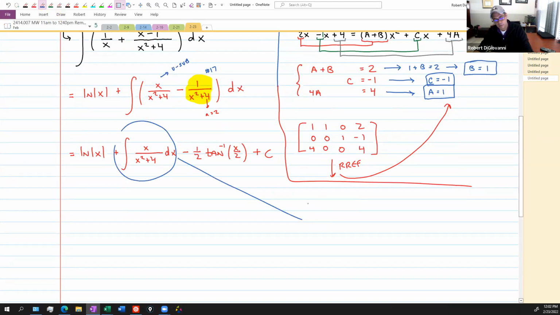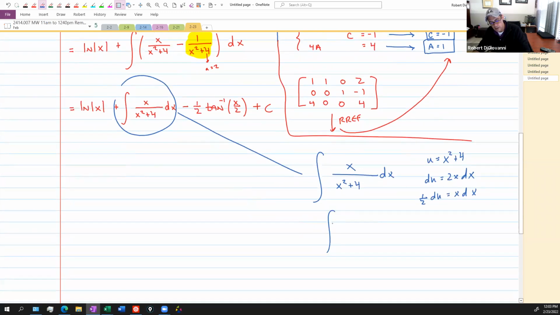This integral, I would do u is x squared plus 4, du is 2x dx. I have an x dx, so I have to scale by 1/2. And if I rewrite that integral, it becomes 1/2 1/u du. Replace the x squared plus 4 with u, replace the x dx with 1/2 du. This is 1/2 natural log of u, but that's just 1/2 natural log of x squared plus 4. So that's this one. 1/2 natural log x squared plus 4 minus 1/2 inverse tangent.